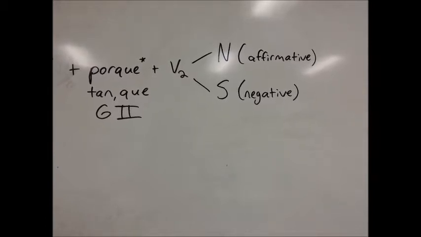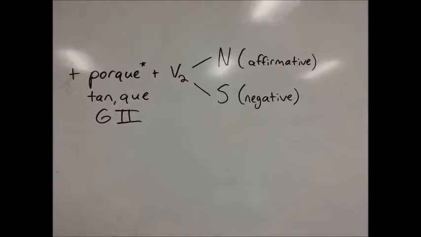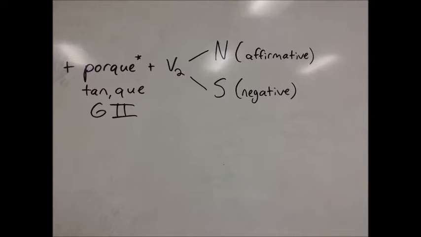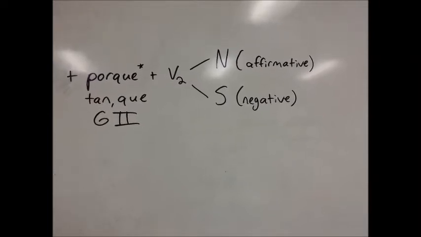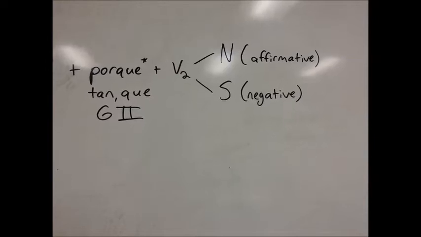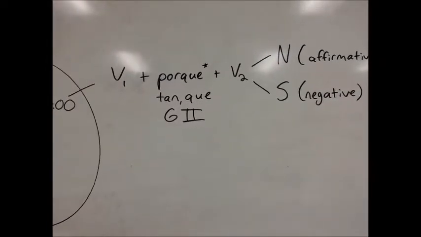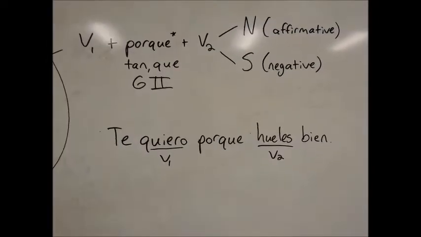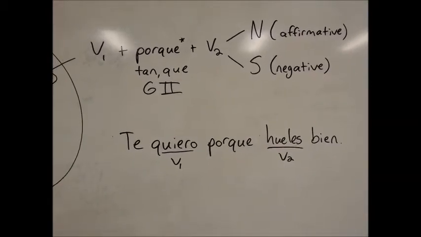It's either N for normal, in other words, the indicative, if the sentence is affirmative, or it's in the subjunctive, S, if the sentence is negative. I'll show you some examples so it's more clear. Here's an example of a sentence at 2 o'clock.